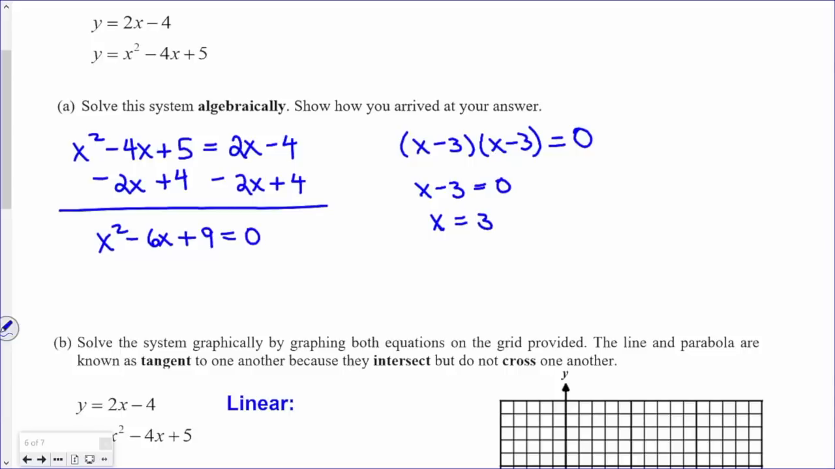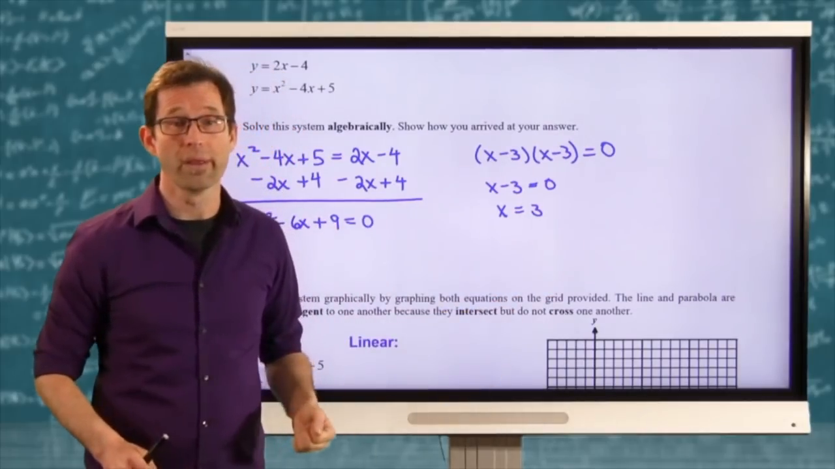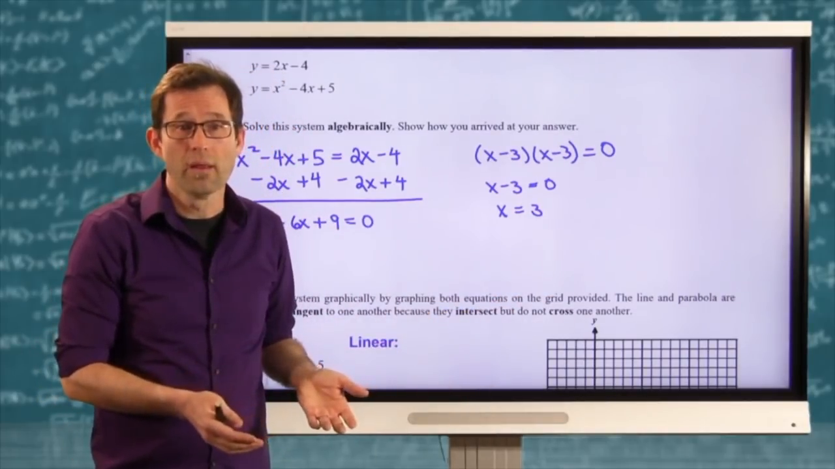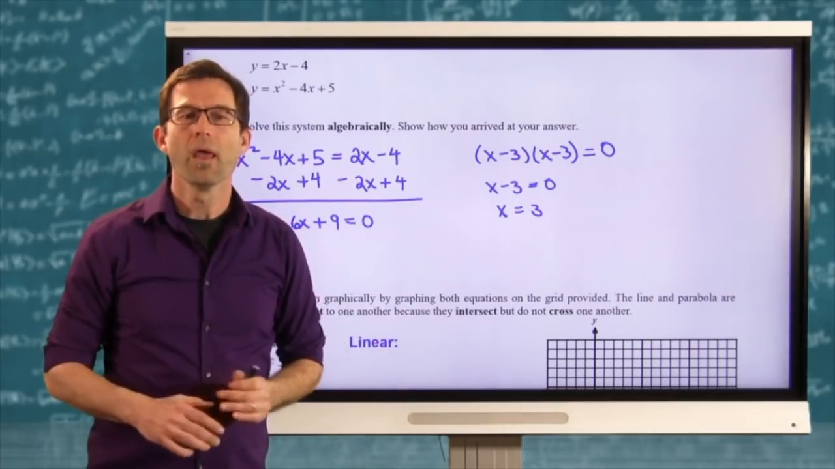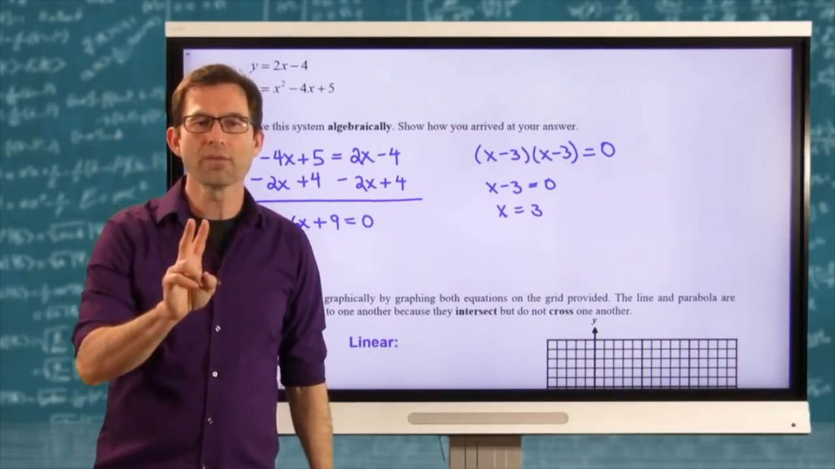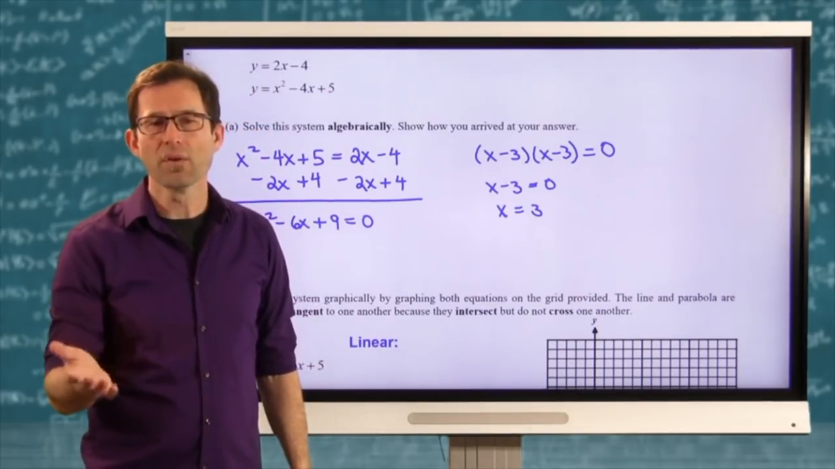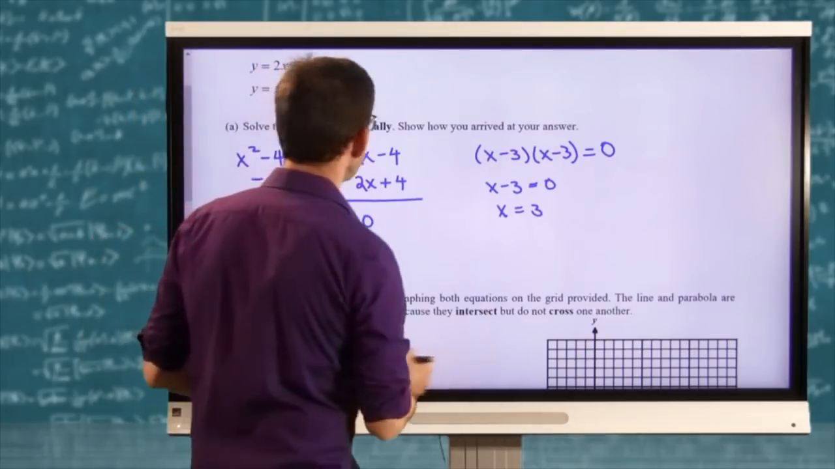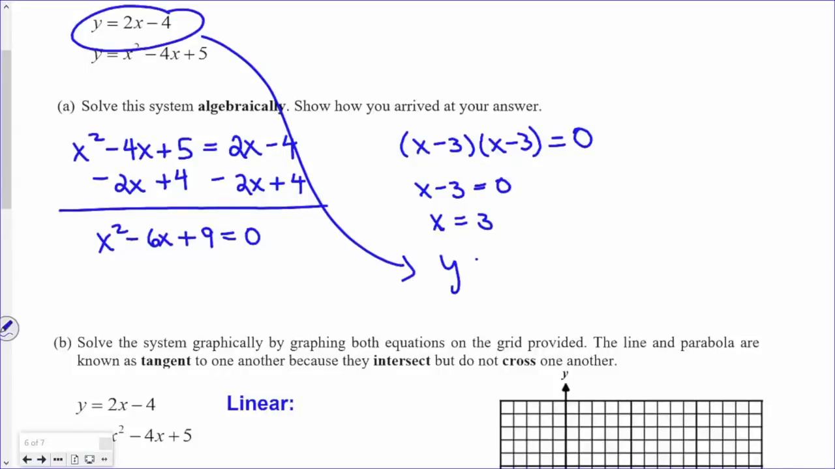Don't become so on autopilot that you say x is equal to 3 and x is equal to 3. Nah, x is just equal to 3. That is the only intersection point, a single point. In all the other ones, we always had 2 intersection points, but here we have just 1. Now I still need the y value. That's going to be simple enough. Maybe I'll just use my 2x minus 4 to figure that out. So we'll get y equals 2 times 3 minus 4, which is 6 minus 4, which is 2.